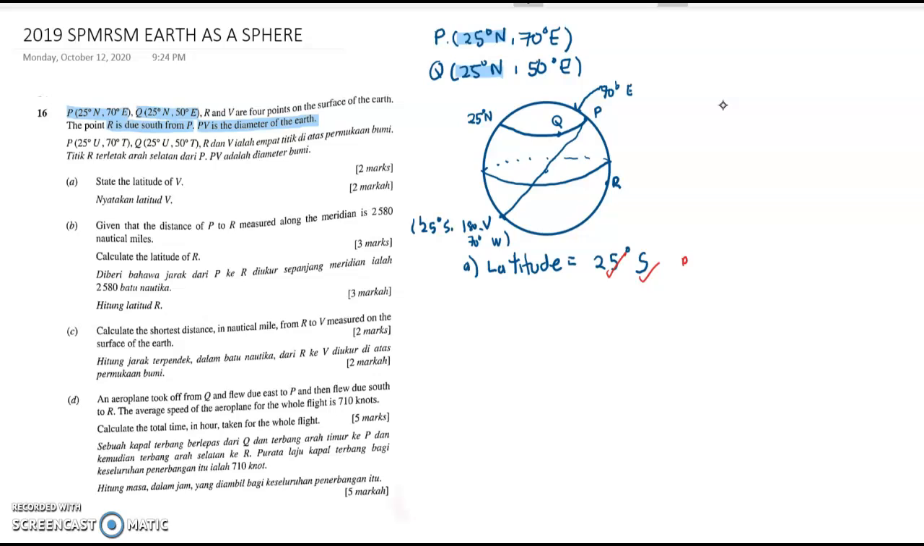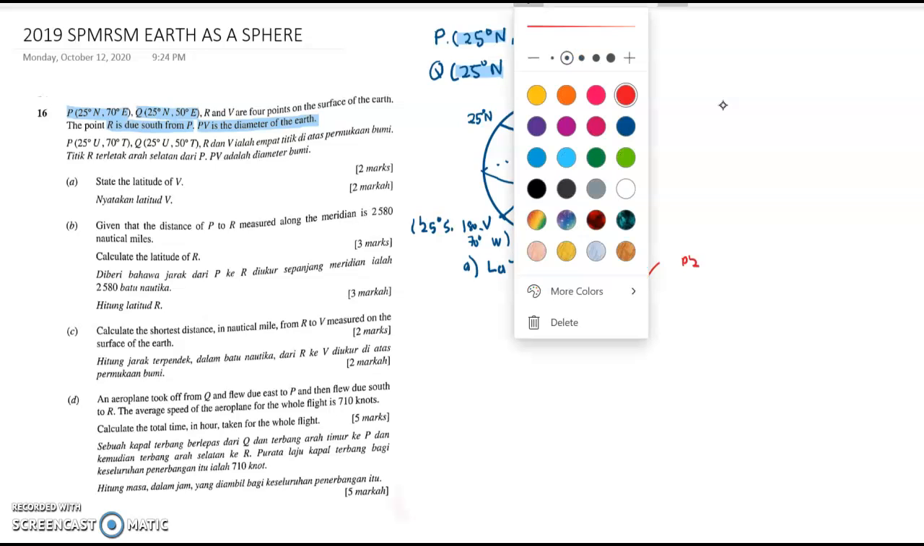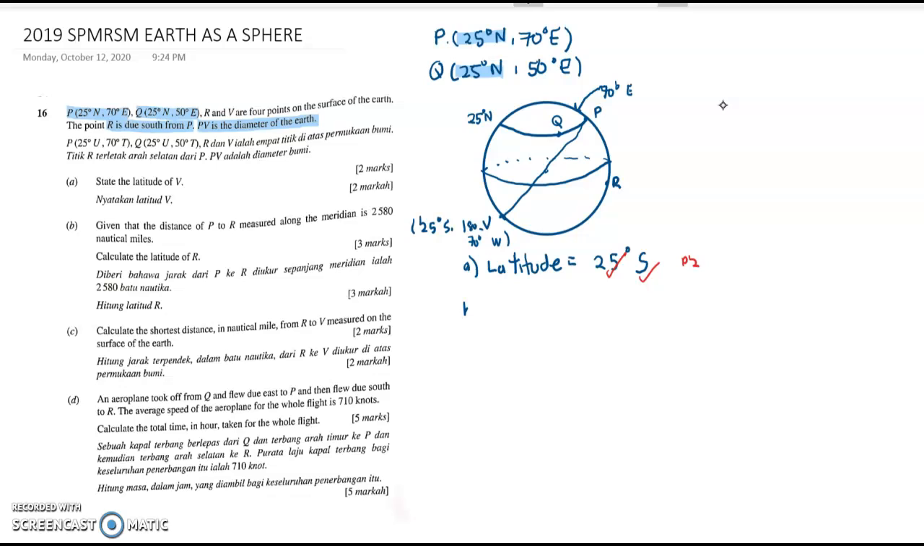So then we have P2. Next, question B. It's given that P to R is measured along the meridian. So our keyword here is along the meridian. Once we see that it's along the meridian, we know that it is theta times 60. So we know that the distance, which is 2580, is theta times 60. Now we need to calculate the value of theta. So simply press your calculator. 2580 divided by 60 gives us 43 degrees.